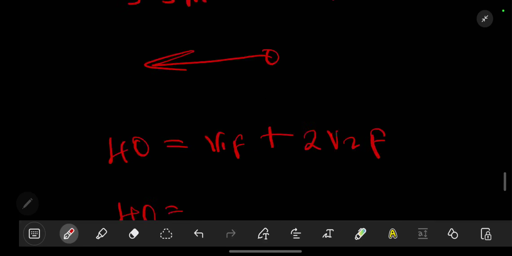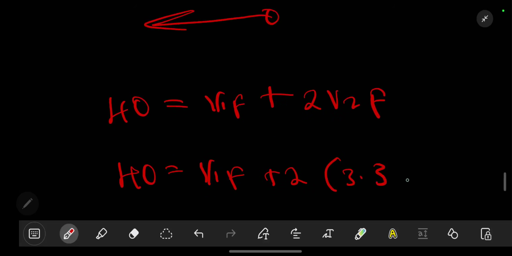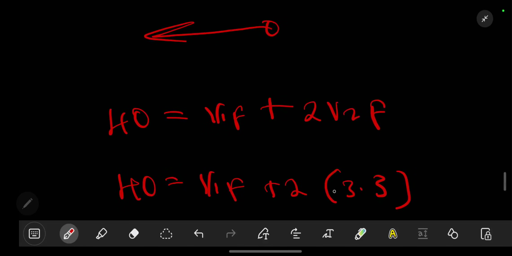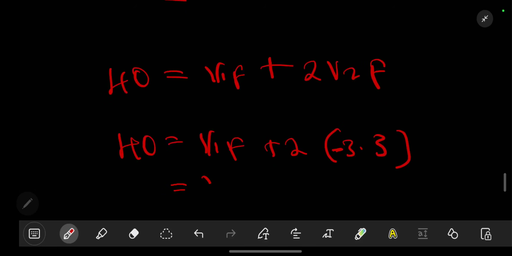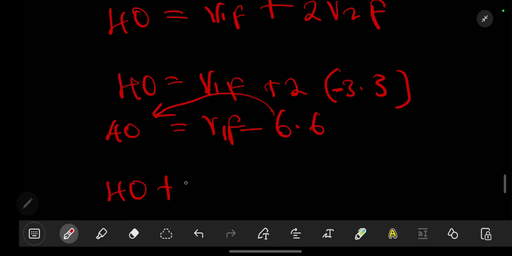V2 is the one we know, it's negative 3.3. So we are going to say V1 final plus 2 by 3.3. That's the value of V2. Is it minus? It's negative. So we are going to have 2 by negative, it will be negative 6.6 like that. Then here we have 40 equals V1 final. So this one goes to the other side, it will be 40 plus 6.6.